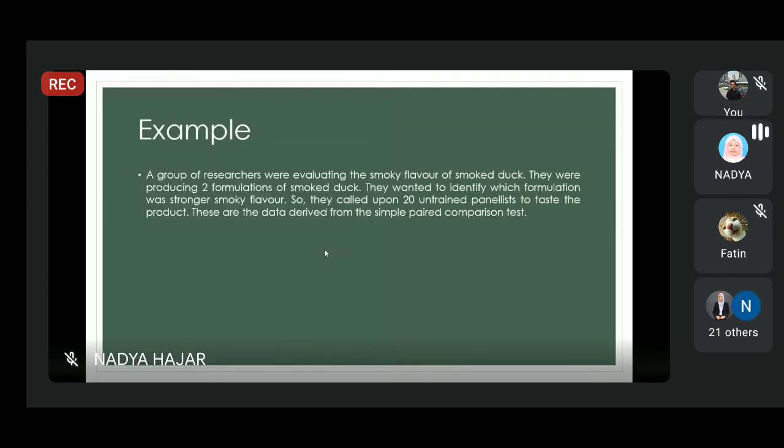So berbalik kepada researchers ni, sama ada dia happy ke tak atau menjawab ke tidak objektif dia, they are producing two formulations yang sama ada dia nak the smoky, more smoke flavor ataupun sebenarnya dia nak kurang smoke flavor. So they depend on dia punya objektif, dan kalau study ni menunjukkan these two formulations are significantly different between the two formulations. Okay.